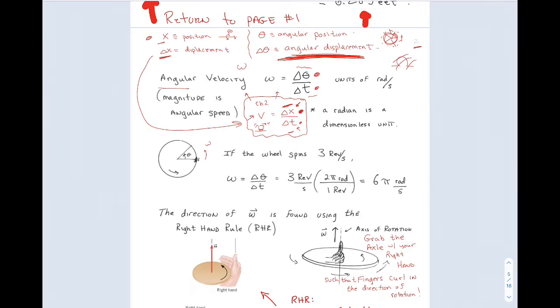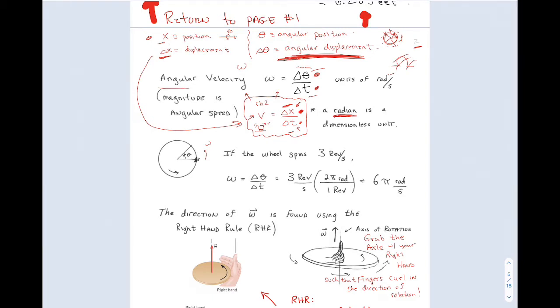And we're going to see, just like in chapter 2, that since velocity is a vector, angular velocity is also a vector. The magnitude would be called the angular speed. Now the units are kind of weird, right? So what are the units of theta? Radians, and time is always seconds. So the angular velocity omega has units of radians per second. And we're going to remember that the radian is a dimensionless unit.